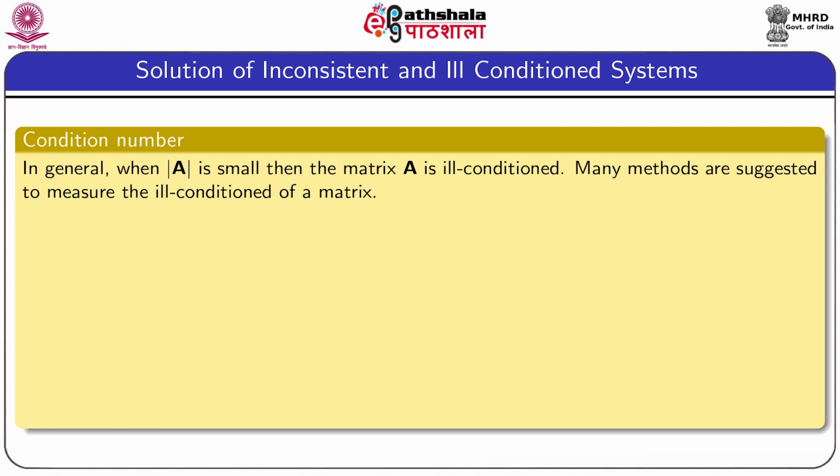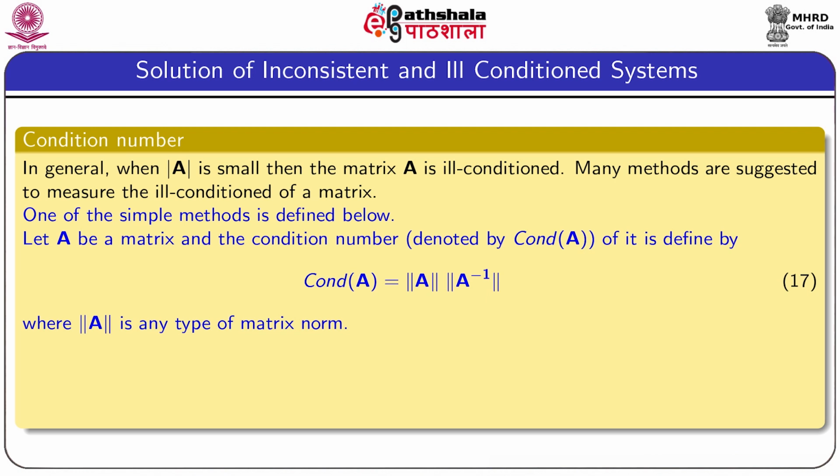The condition number is a parameter to identify whether a given system of equations or the corresponding matrix is well-conditioned or ill-conditioned. In general, when the determinant of the coefficient matrix is small, then the matrix A is ill-conditioned. Many parameters are suggested or defined to measure the ill-condition of a matrix. One of the simple methods is defined below.